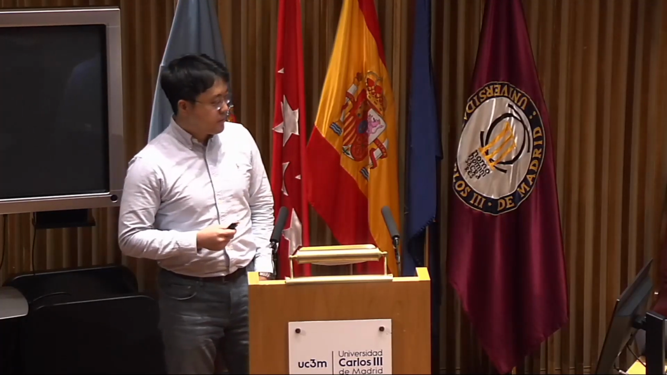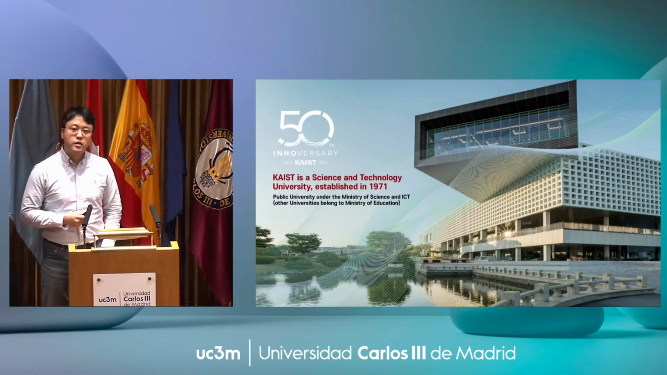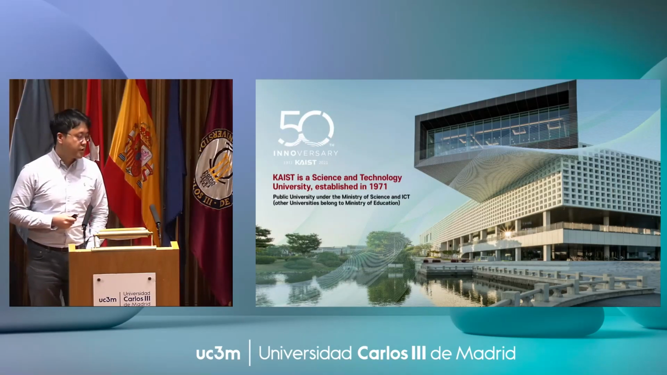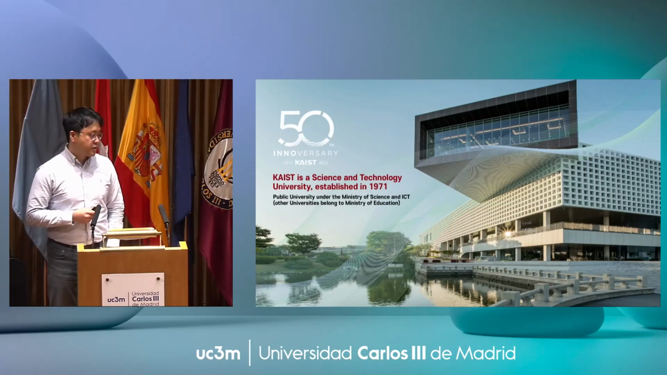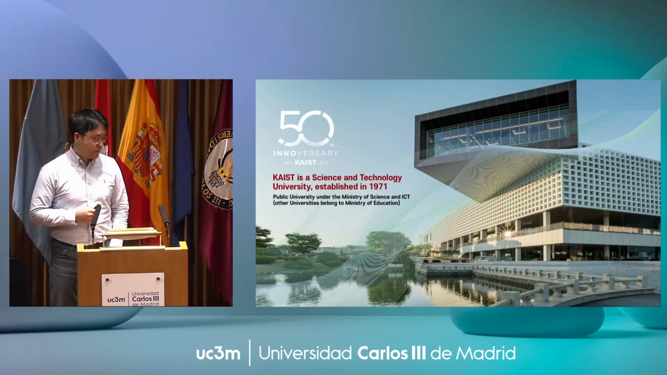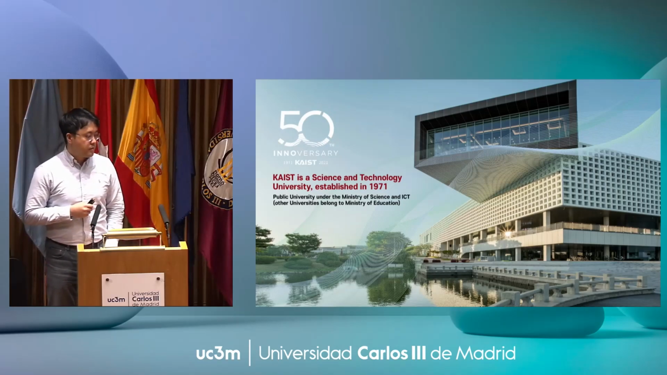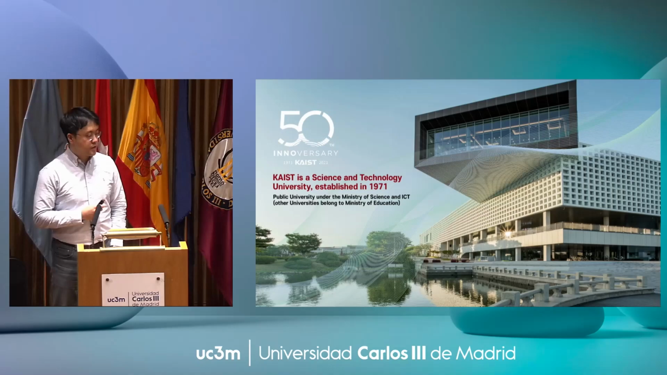Okay, so let me start with a brief introduction to our institute. KAIST is a specialized university for science and technology. It is a public university under the Ministry of Science and ICT, whereas all other universities in Korea belong to the Ministry of Education. We have some science and technology institutes, right? KAIST, GIST, or DGIST. And this is one of the prestigious Korean universities, established in 1971.